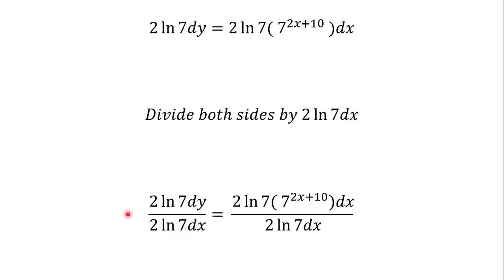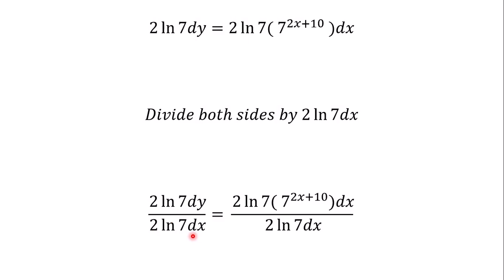When we multiply this equation by 1 over 2 ln 7 dx, that is what we are going to get at the end of the day, and it is the same thing as dividing both sides by 2 ln 7 dx. So don't get confused, they are all the same. Here, when we factor this one, or when we bring this one here, you could see the fraction, that is 1 over 2 ln 7 dx.